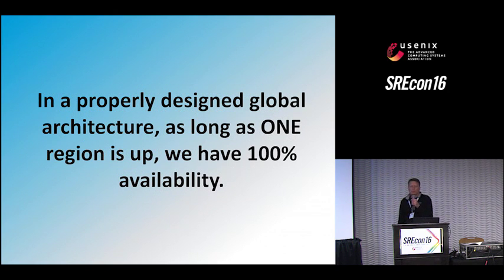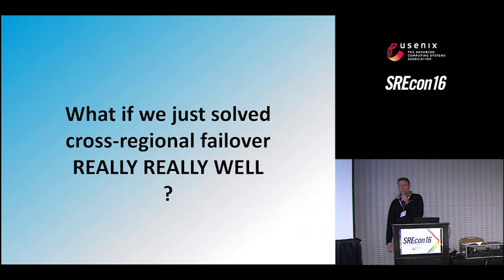In a properly designed global architecture, as long as you have one region up and serving your users, you're at 100% availability. So what if we just solve cross-regional failover really, really well and just focus on that? Don't focus on your HVAC. Don't focus on your second SAN. Just focus on getting your users to a different region.